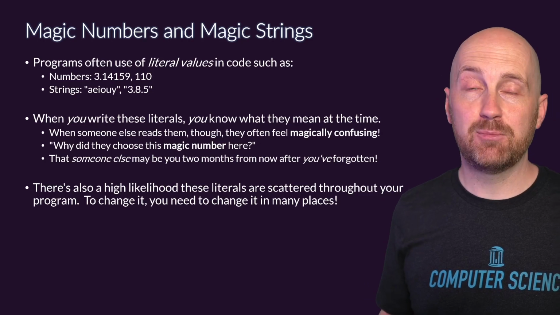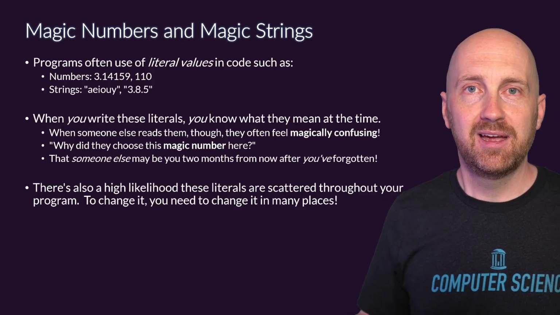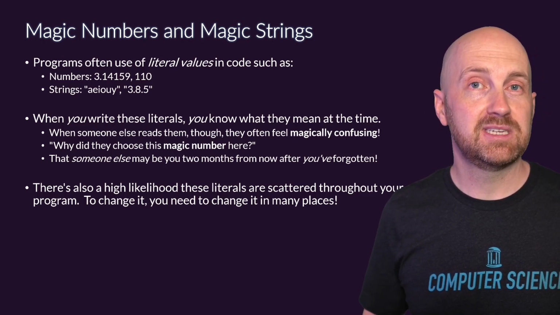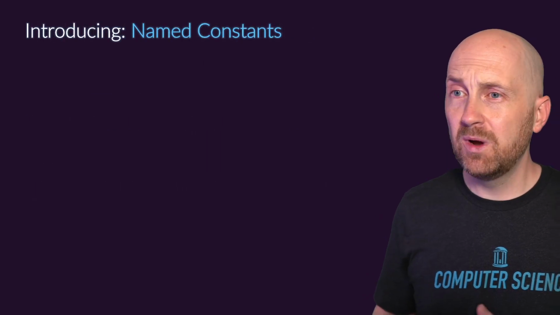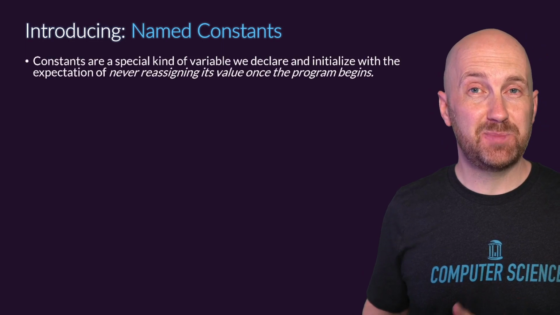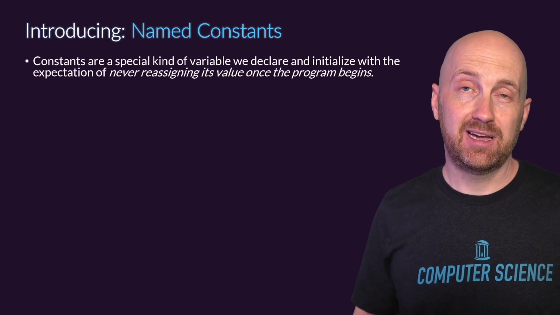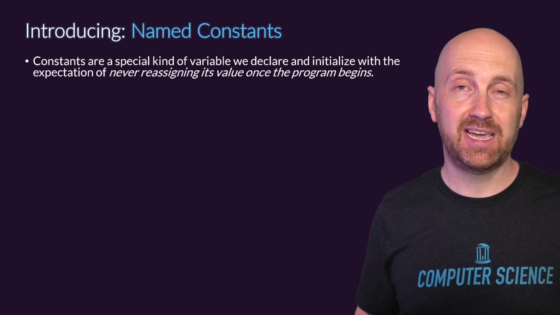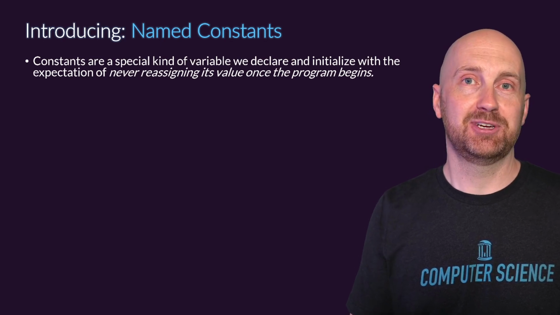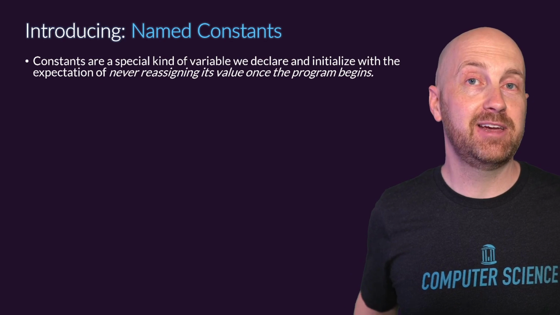Right? If we wanted to add more digits to pi, and we're assuming 3.14159 is pi, if we use that in many different places, we would need to go update all of those places to be consistent. So named constants are our way out of this, and they're a special form of a variable that we declare and initialize and then never expect to change again. In fact, the point of a constant is explicit in its name. It's a constant. We're not going to change this value. It's constant for the life of the program.